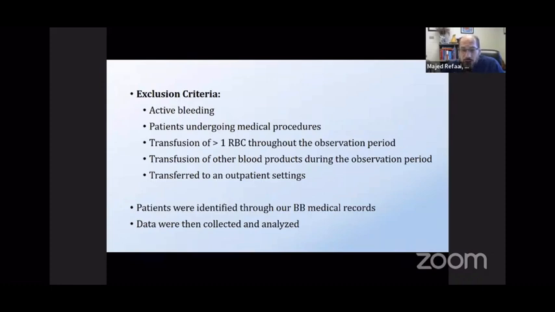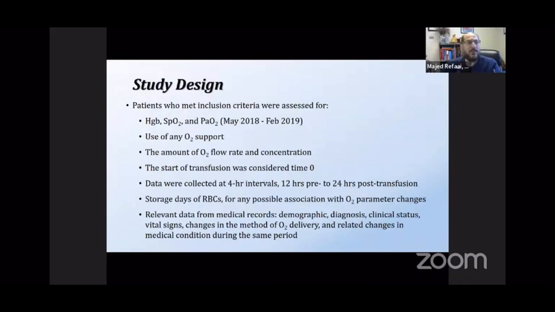So imagine this in an ICU patient. It took us a while just to get our number, which wasn't a significant number, as we're going to see later on. So patients were identified through our blood bank medical records. That's how my residents and my fellow started to track these patients from the blood bank records when they ordered these units. And then we collected the data and analyzed it.